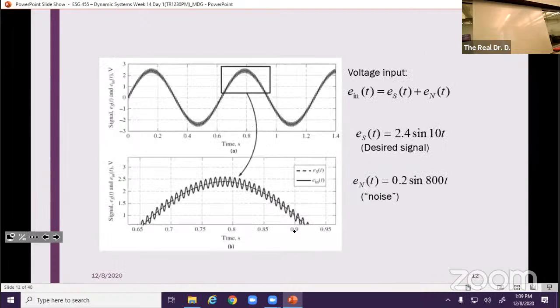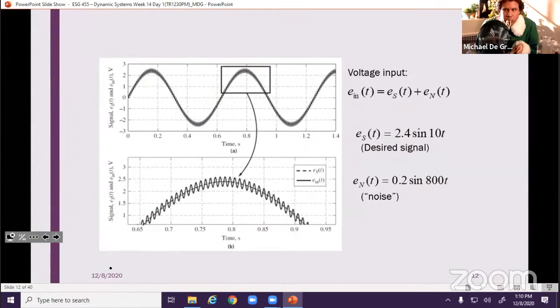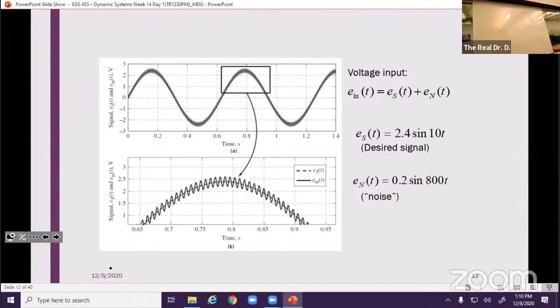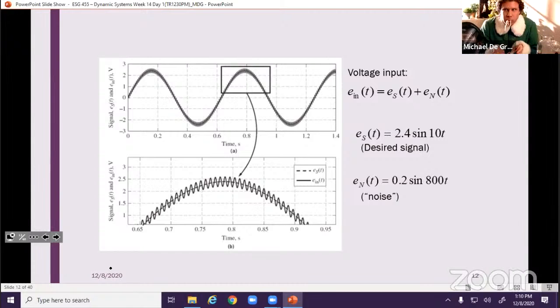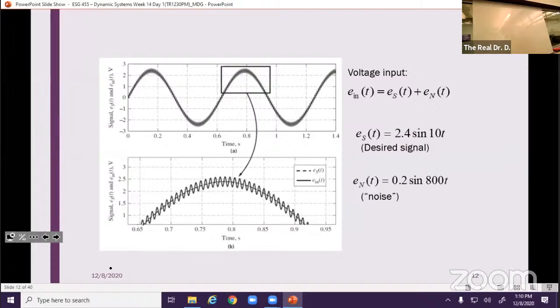So let's take a look at this, right? If I plot E in, I'm going to plot ES and E sub n together on the same plot. On the top one it's kind of hard to see any differentiation, because it's dominated by the noise here. But if you come down to the second plot, what do we have? We have this dashed line here, and that dashed line is E sub s. It's hard to see.